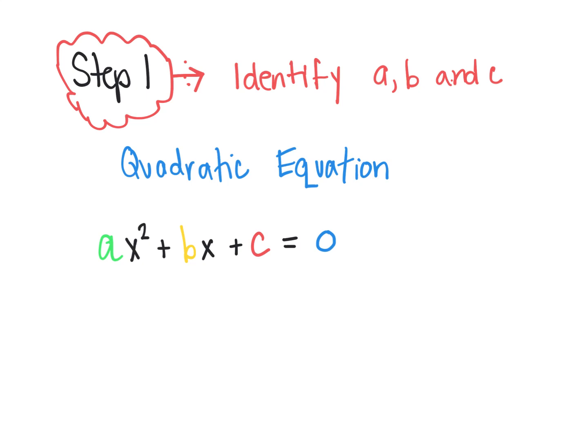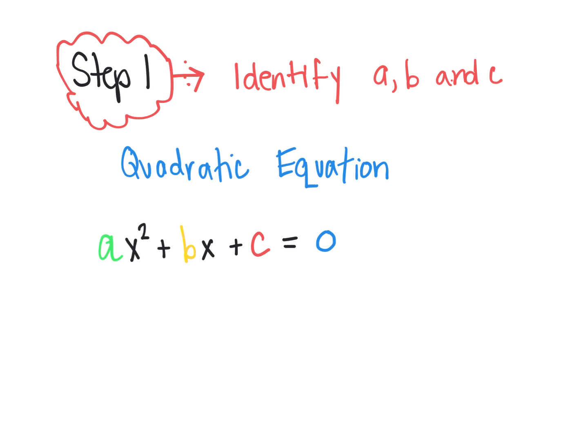So after we have determined that it is appropriate that we are going to use the quadratic formula, our first step is to identify the A, B, and C in the quadratic equation. As you remember, we have a quadratic equation. Quadratic meaning to the second power has to be our highest degree.